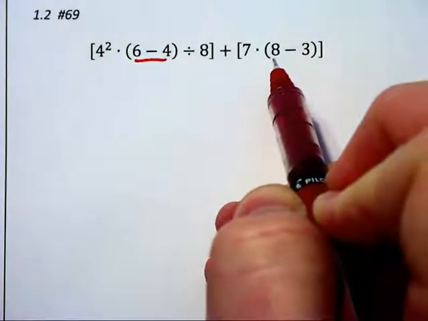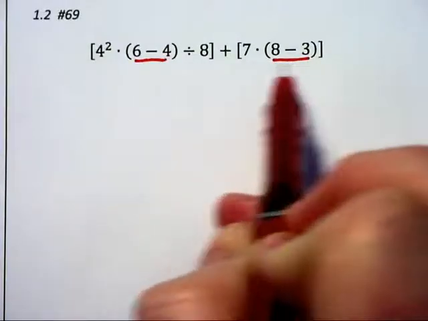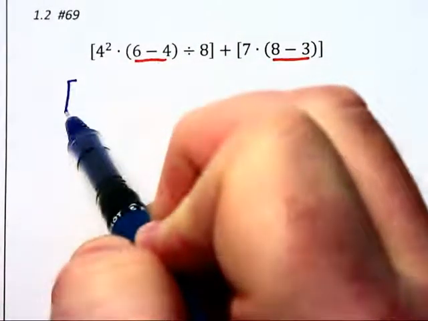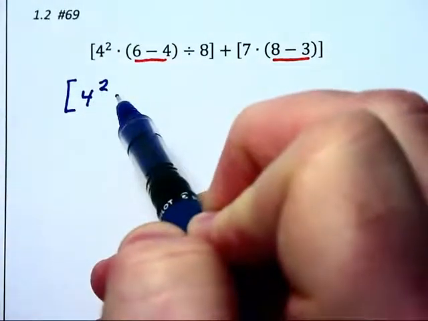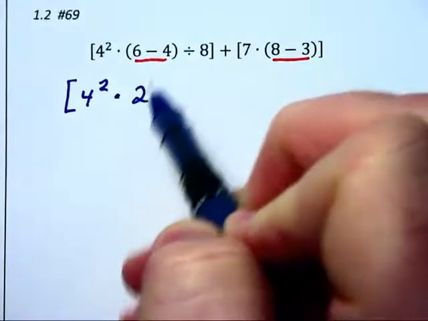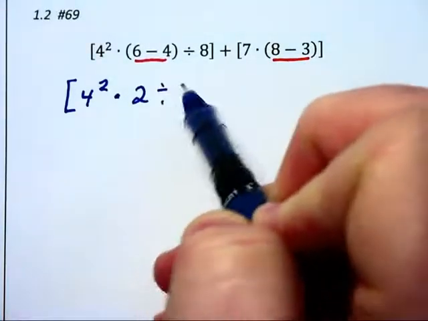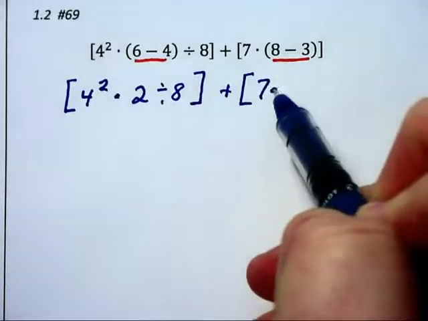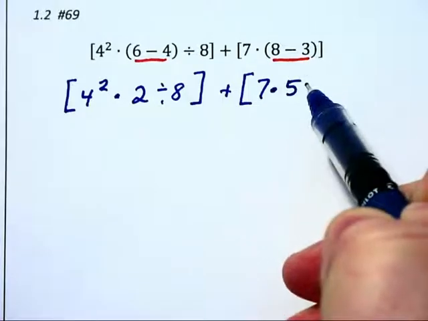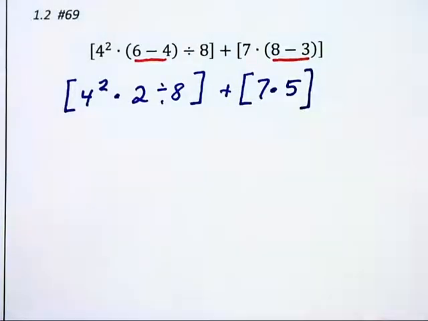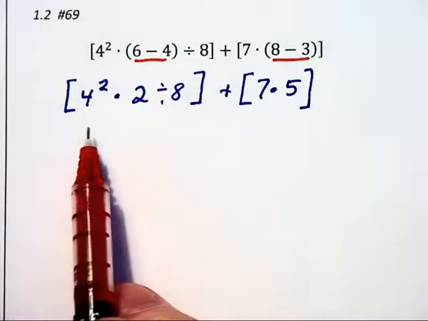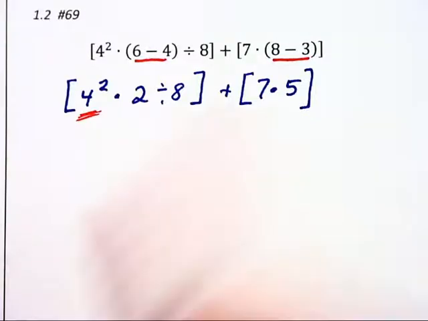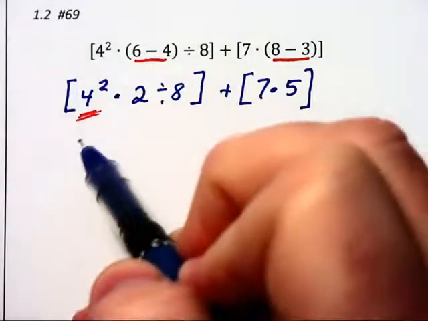And on the right part, which is separated by this plus sign, I'm going to do this 8 minus 3 first. So here we go, moving down to the next line. We're going to have 4 squared times 2, which is the answer to 6 minus 4, divided by 8, plus 7 times 5, which is the answer to 8 minus 3. We're still going to work inside each of these brackets, which is our parentheses, and inside the first one I see an exponent.